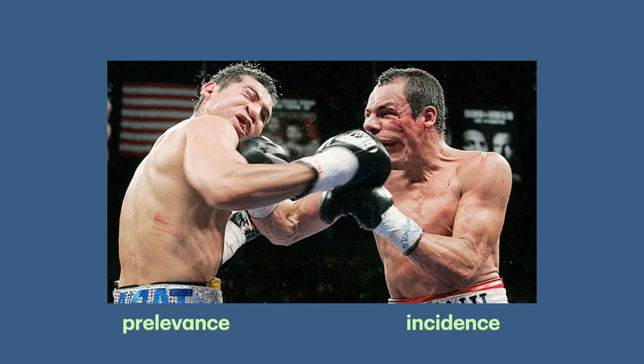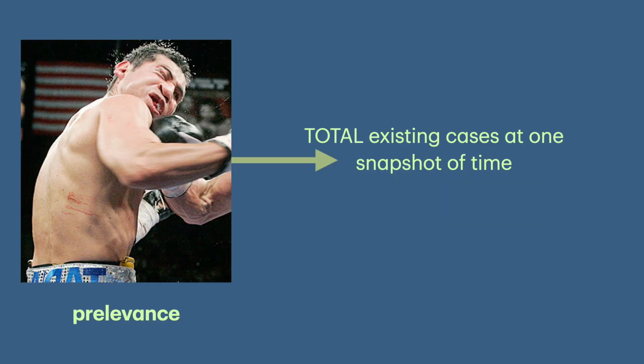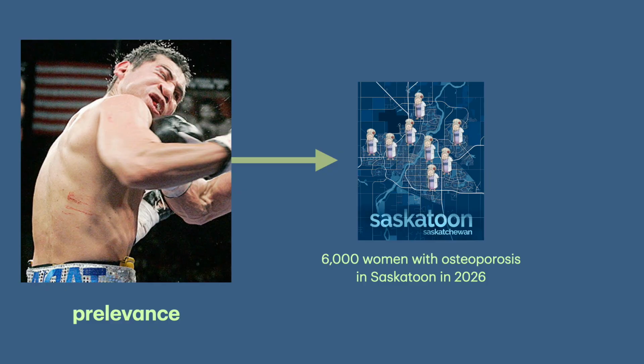So it's important to differentiate between the two. Now, what prevalence is, it's the total existing cases at any one specific period of time, right? If I take any population and I take a snapshot at one particular time and I ask you how many total cases are there, that is going to be your prevalence. Now, taking our study as an example, if we said that the survey found that 6,000 women have osteoporosis in Saskatoon in 2026, or during that specific time when that survey was sent, that is going to be the prevalence. The prevalence of osteoporosis in Saskatoon in that population is going to be 6,000.